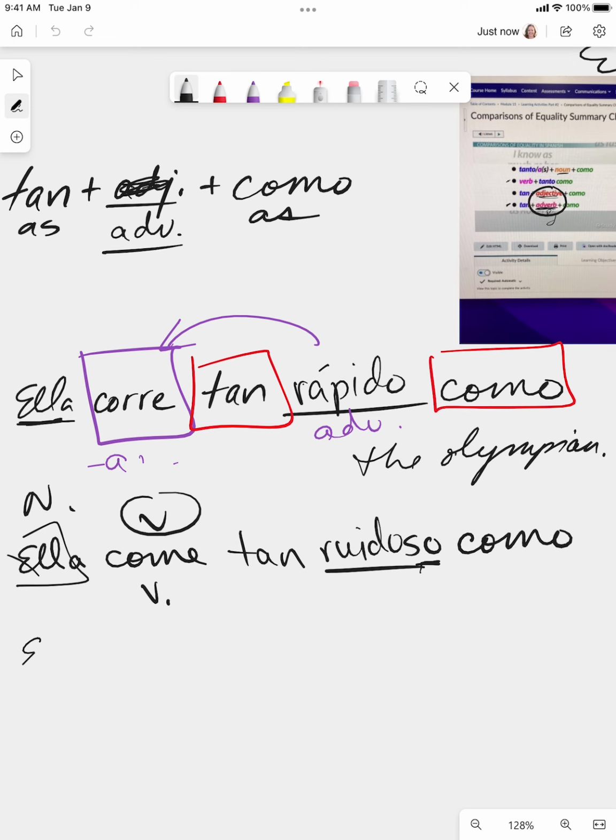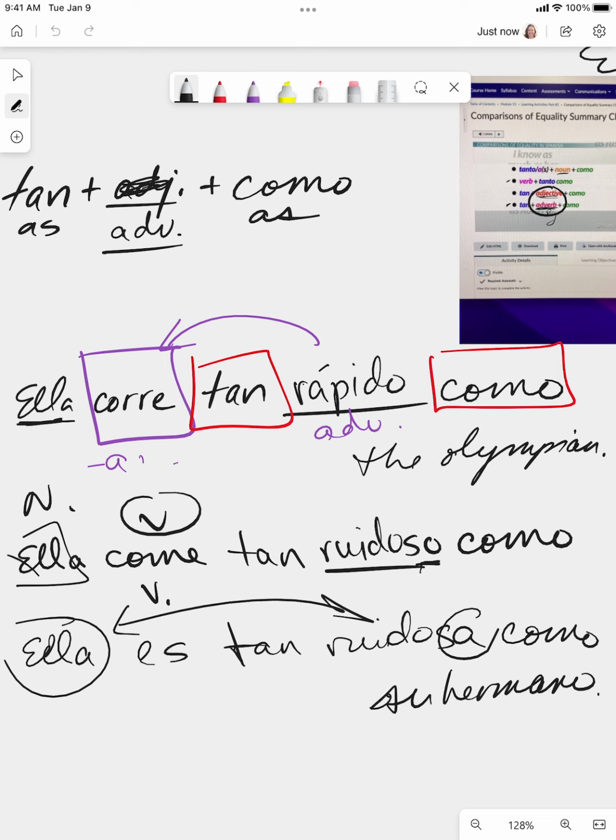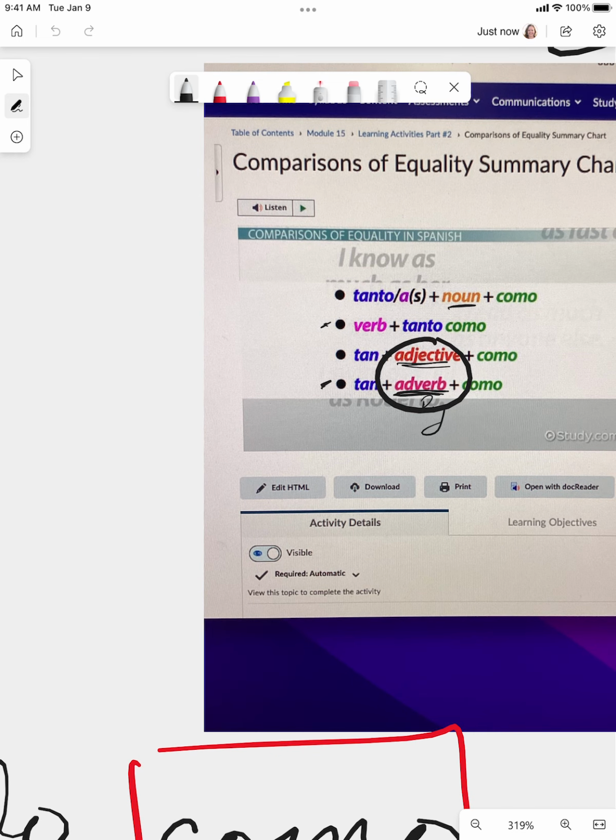Okay, remember, the other one we were describing the girl. Ella es tan ruidosa como su hermano. She is as loud as her brother. Now on this one, I am describing the girl, right? So I did change it to ruidosa because now I'm describing the girl, a noun. Okay, that's it. Those are the 4 different constructions. It's really 3 constructions. This one, and these are the same.